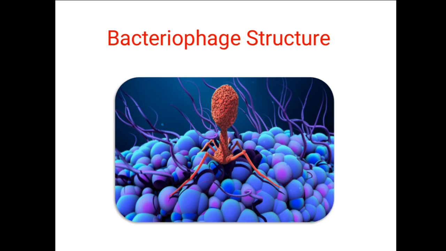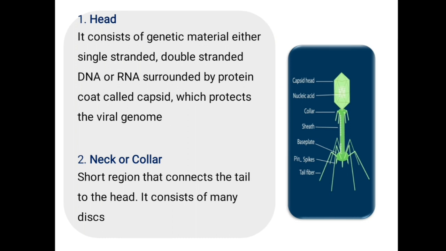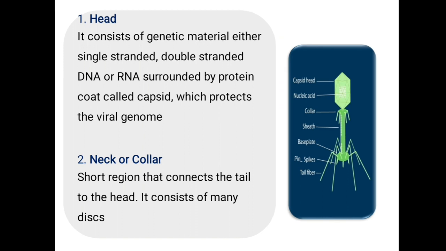Bacteriophage structure. It consists of, number one, head. The head consists of genetic material, either single-stranded or double-stranded DNA or RNA, surrounded by a protein coat called capsid, which protects the viral genome. Number two, neck or collar, a short region that connects the tail to the head. It consists of many discs.